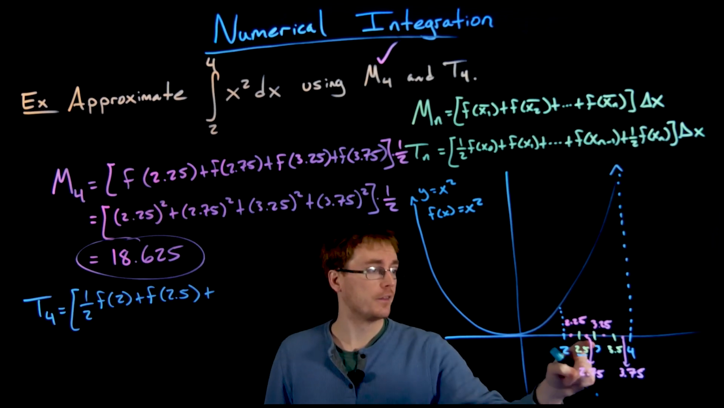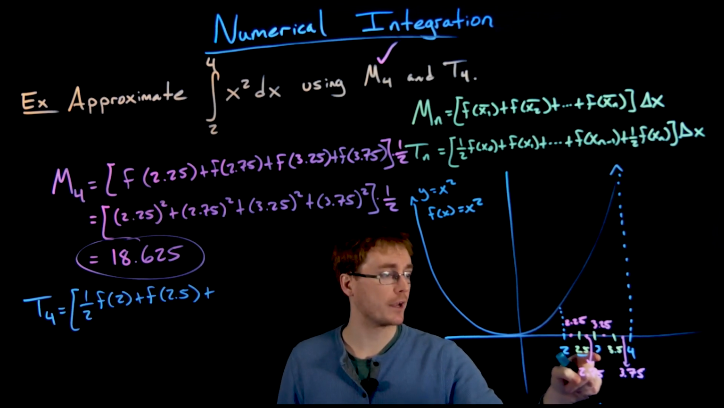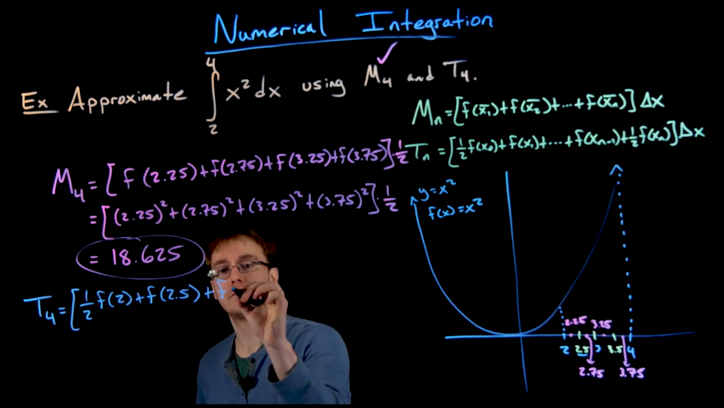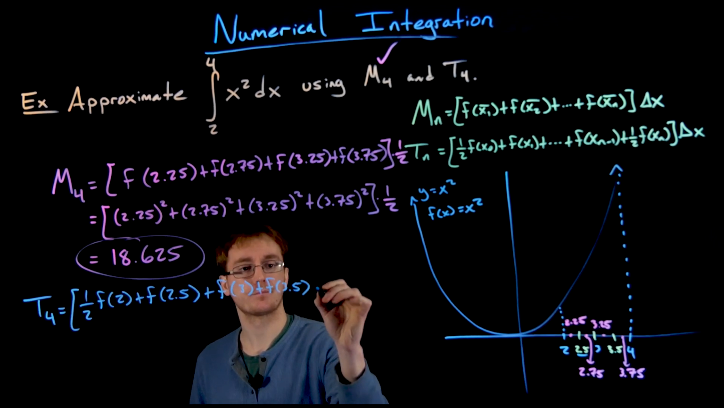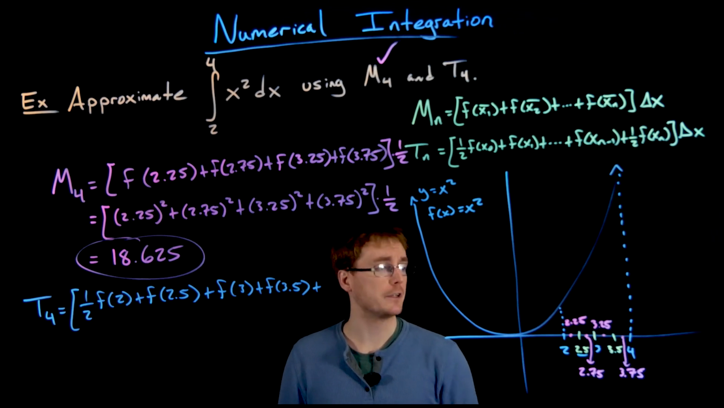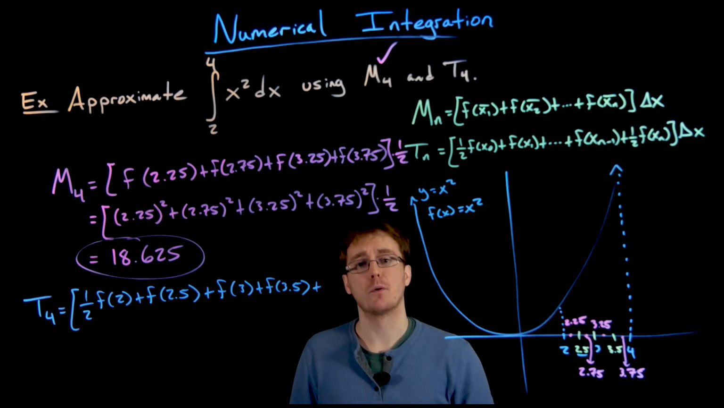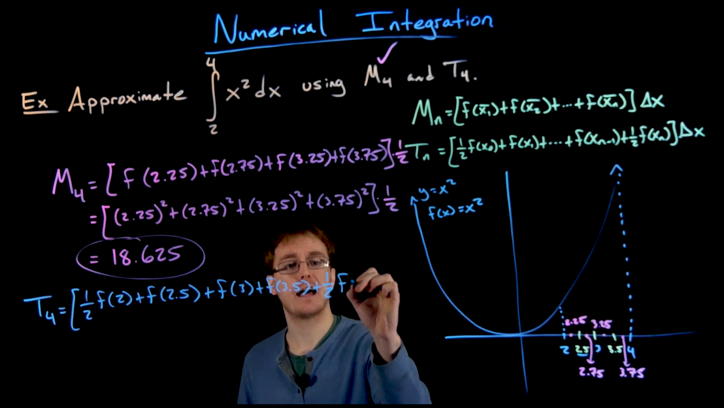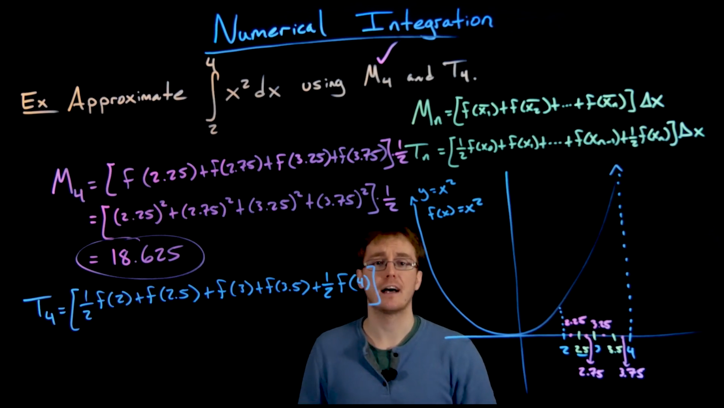Next, we add on our function evaluated at the next endpoint in our original subintervals. That'd be f of 3. Then we add to that f of 3.5. And now to finish off our trapezoidal rule approximation with n equals 4, we add in 1/2 of f of our last endpoint's x value. Our final endpoint was x equals 4, so it'll be 1/2 times f of 4.